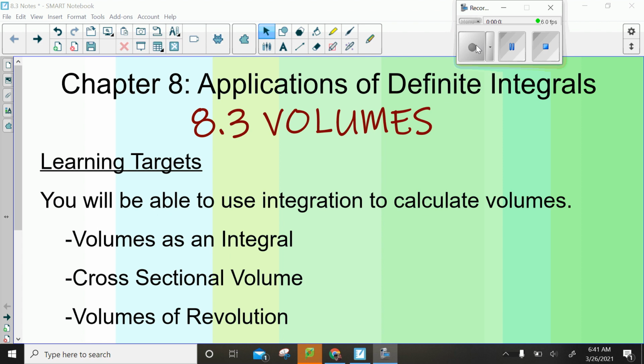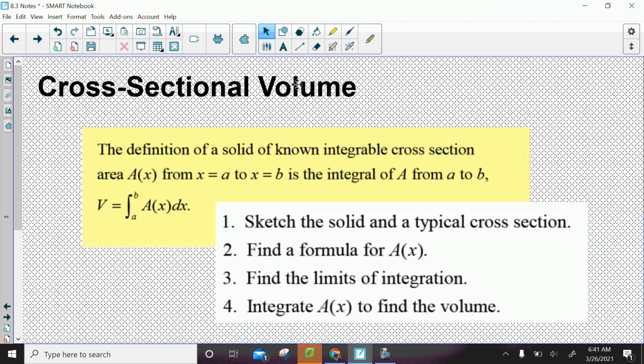Hey there, people. Today we are talking about Section 8.3, volumes. When we are done, we are going to be able to do cross-sectional volumes and volumes of revolution. So on the next page, we have cross-sectional volumes.